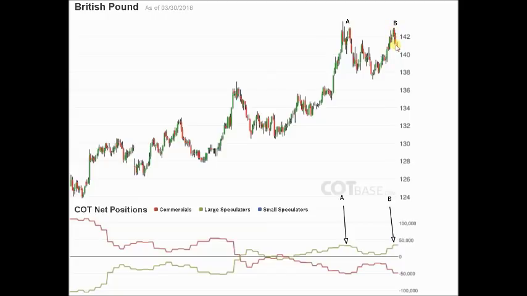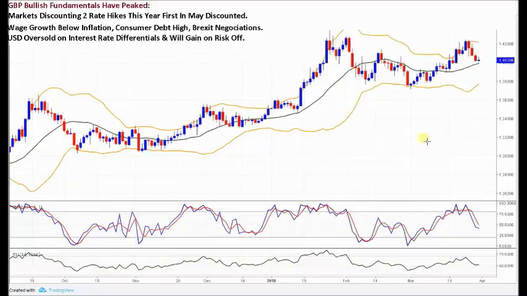Now, we expect prices to continue to the downside. We're going to see a major correction in the British pound, not just to this 138 level, but even lower. So let's go and draw some levels. Chart of GBPUSD, just draw our levels in a moment.